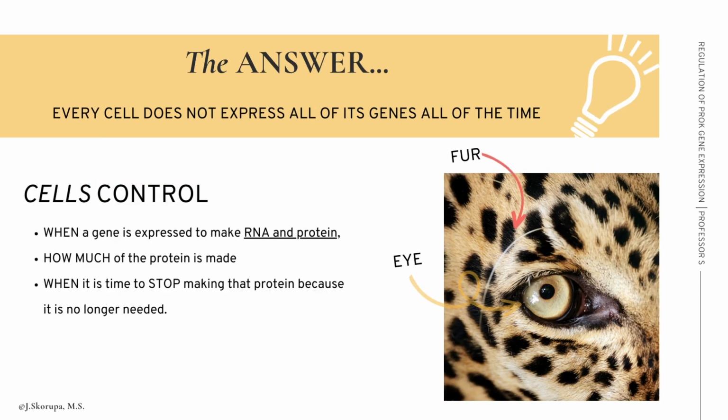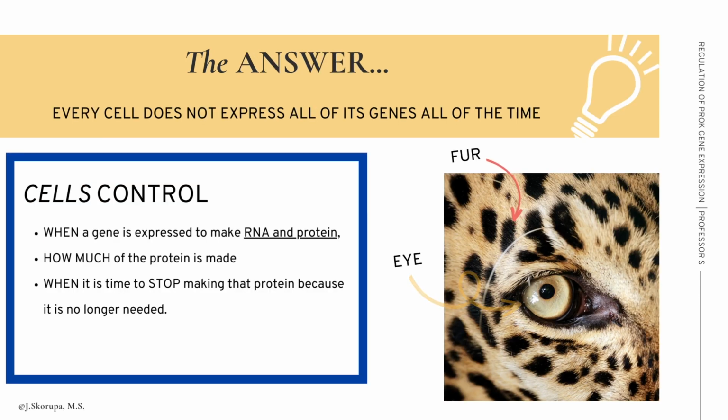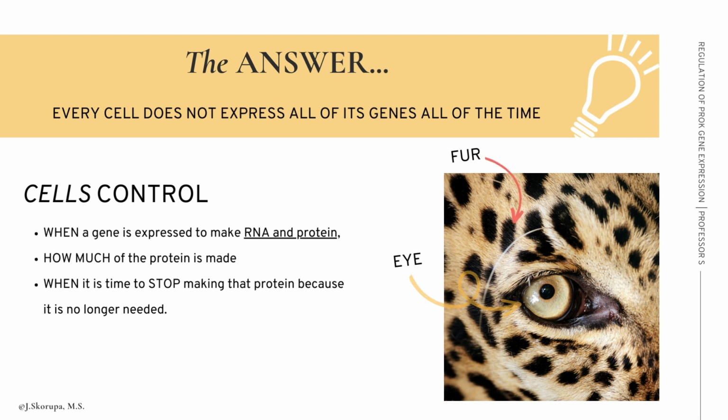Cells control when a gene is expressed to make RNA and protein, how much of the protein is made, and when it is time to stop making that protein because it's no longer needed. The control of gene expression is extremely complex. Like the cells of our leopard friend here, it would not be good if the cells of the eye expressed the proteins involved in growing fur.